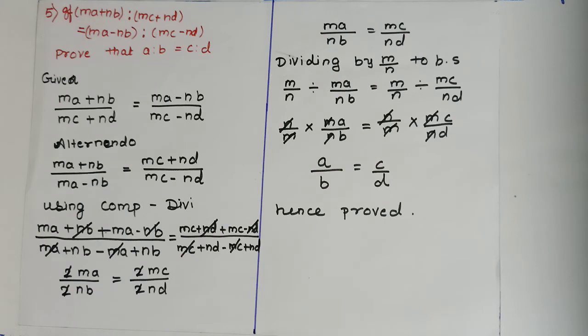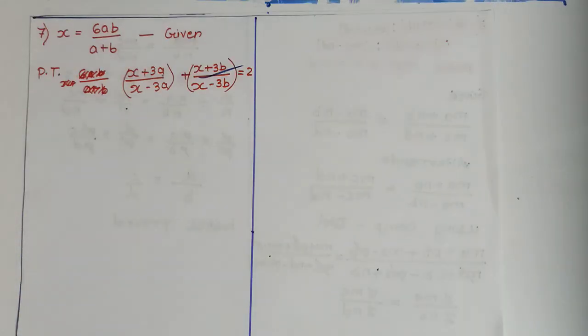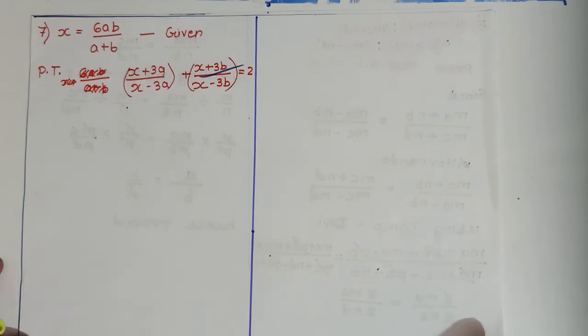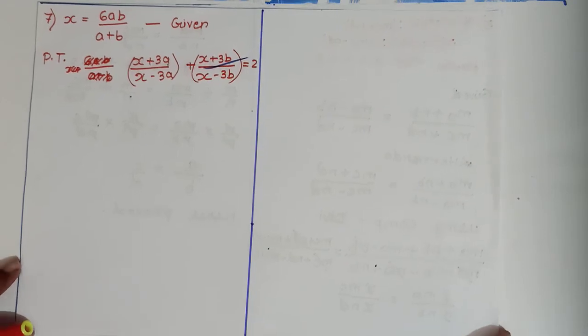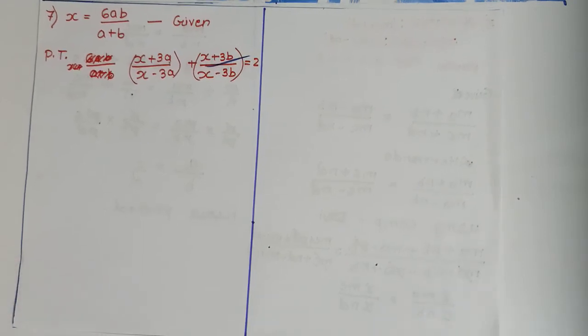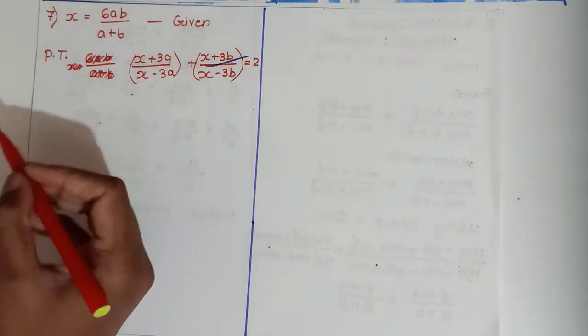Isn't it simple? Isn't it easier for you to understand? It is very easy for you to understand. Now let's see this problem. In this problem, the initial step is a little tricky, but once it is clear to you, you will find it easier to solve. So now let's see what is given to us.